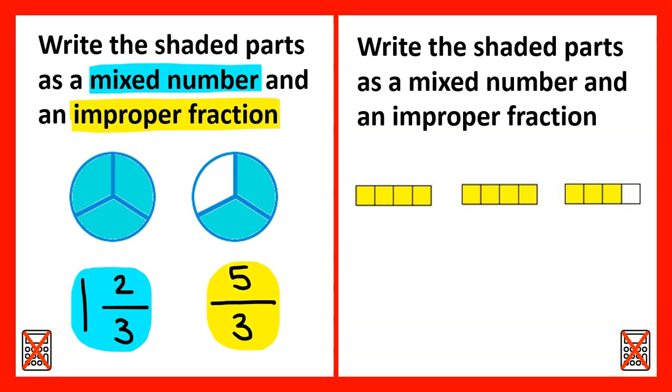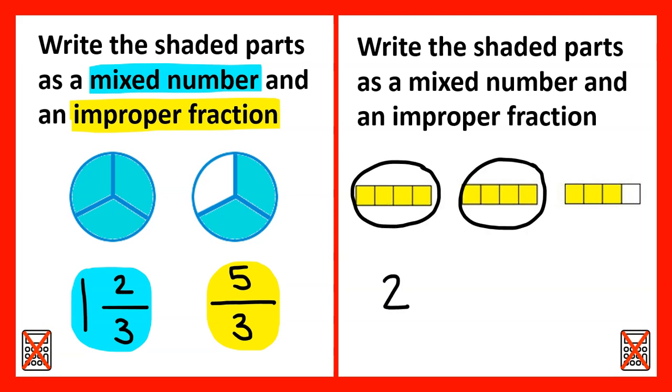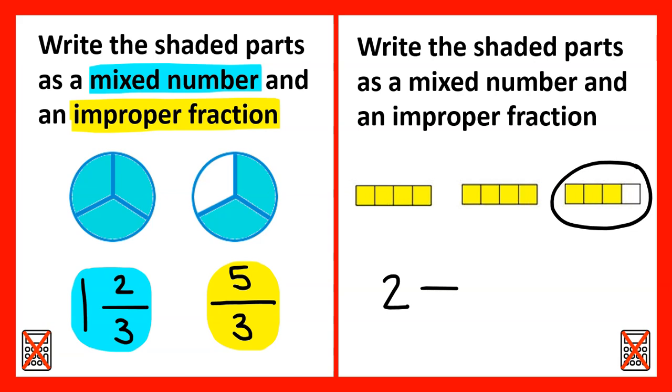For the second question, as a mixed number, we have 2 whole shaded shapes, and in the last shape, which is split into 4 equal parts, we have 3 of those shaded. So 2 and 3 over 4.